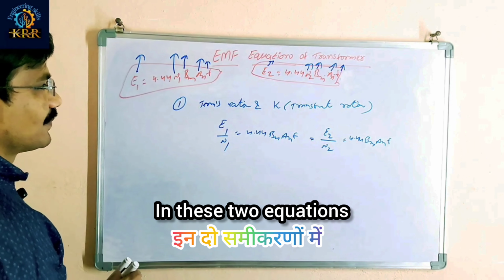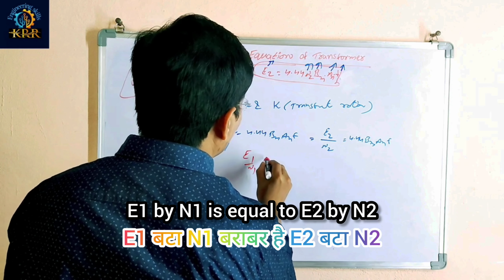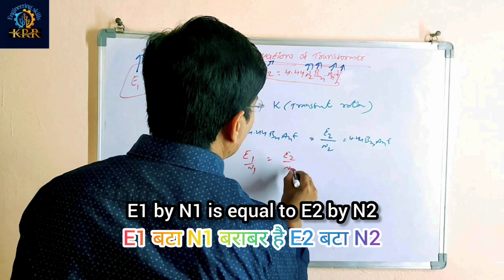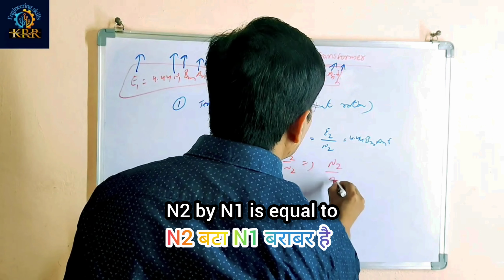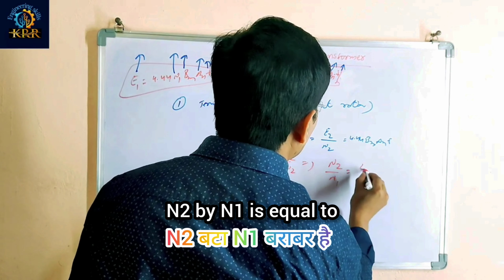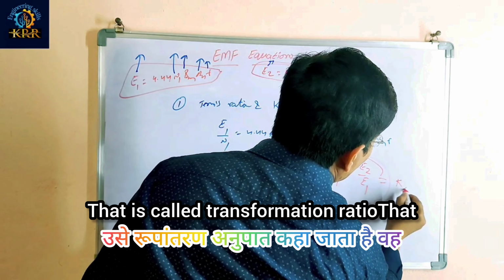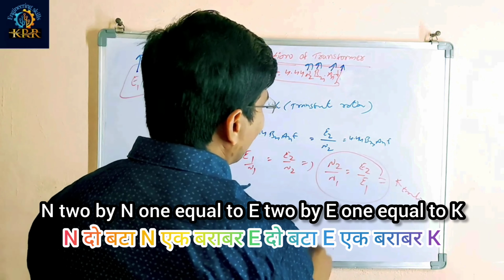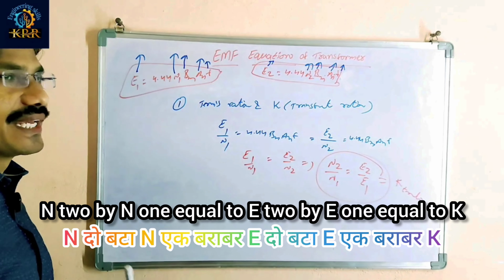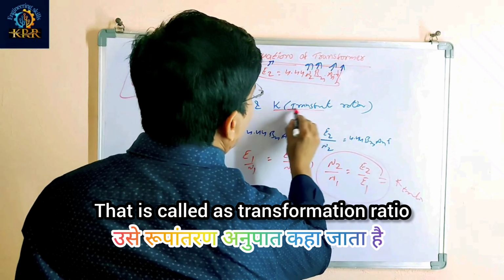In these two equations, E1 by N1 is equal to E2 by N2. N2 by N1 is equal to E2 by E1. This is called as K. That is called the transformation ratio. N2 by N1 equal to E2 by E1 equal to K. That is called the transformation ratio.